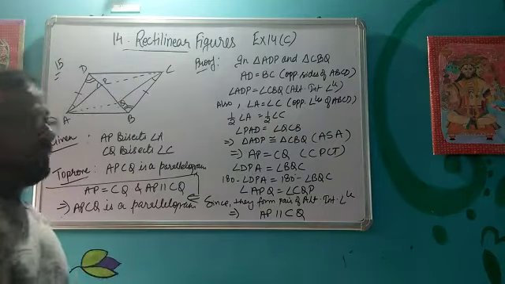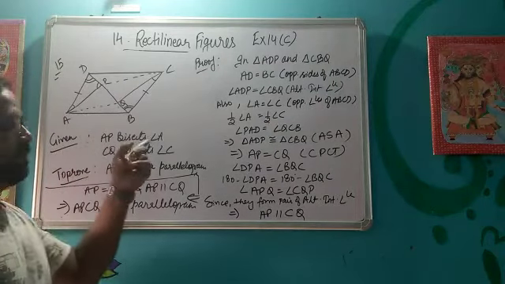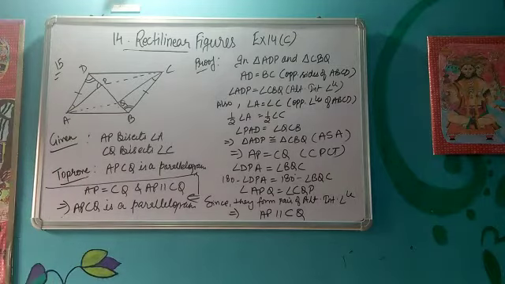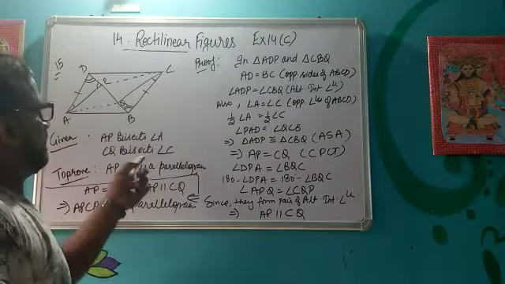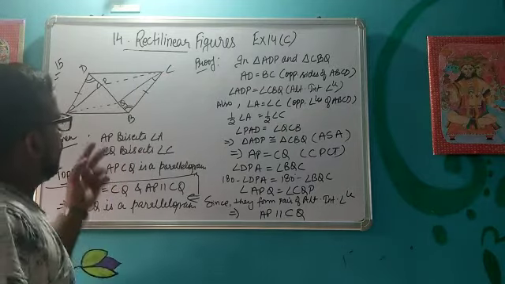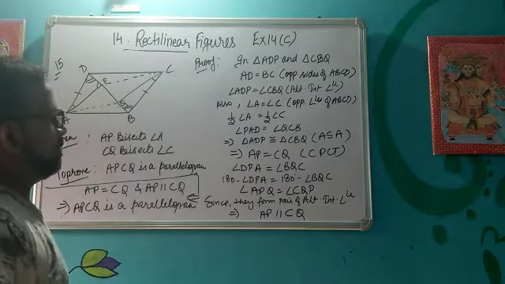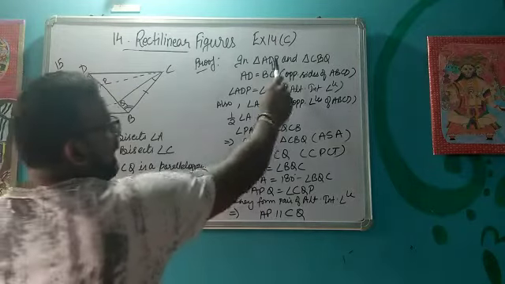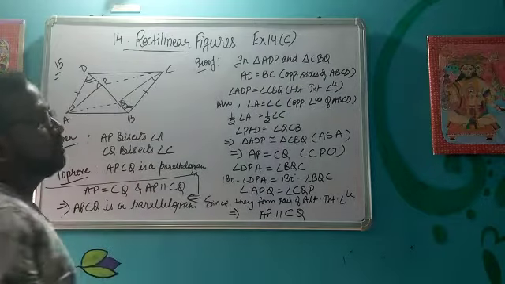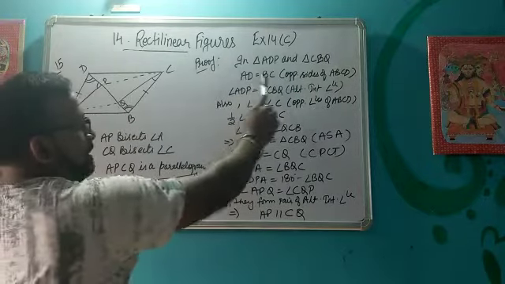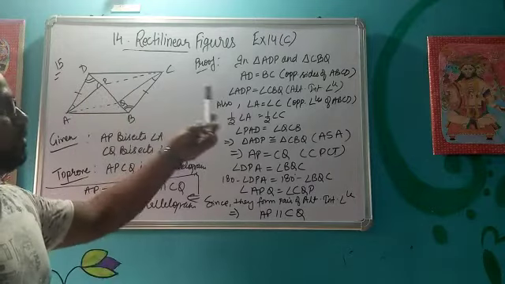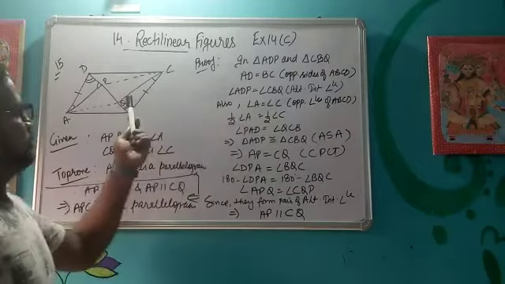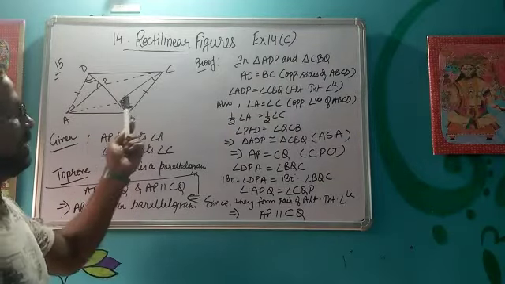Okay, in question number 15 it is given that ABCD is a parallelogram. AP bisects angle A and CQ bisects angle C. Now we have to prove that APCQ is a parallelogram. So what I have done, I have taken triangle ADP and triangle CBQ. Then AD will be equal to BC, opposite sides of a parallelogram. Angle ADP, this is angle ADP, angle CBQ, they are equal to each other, alternate interior angles.